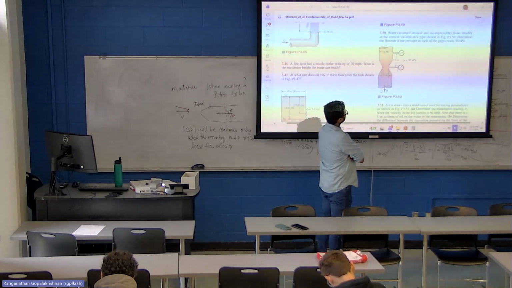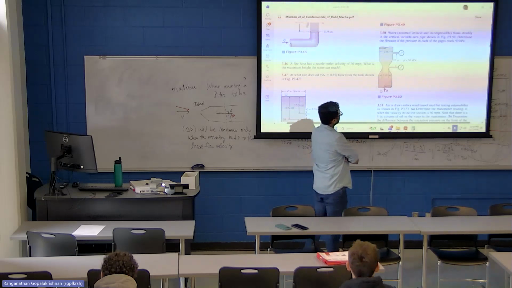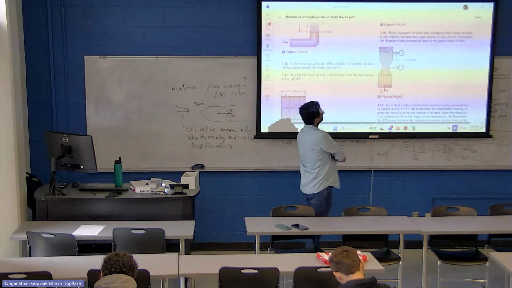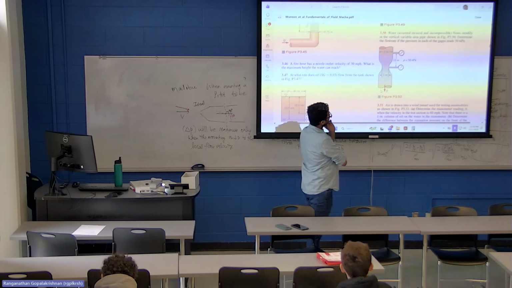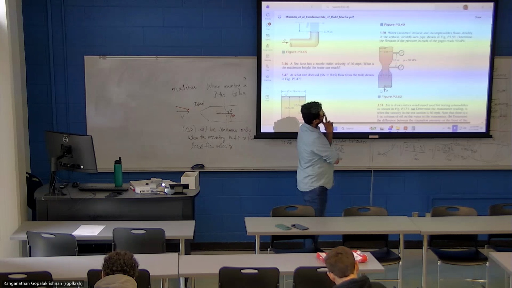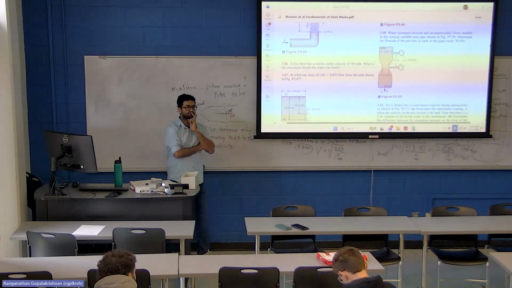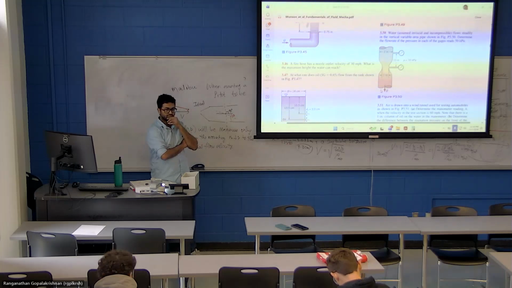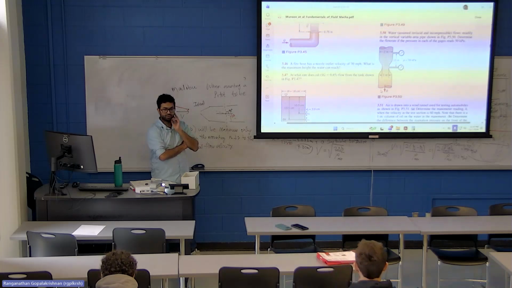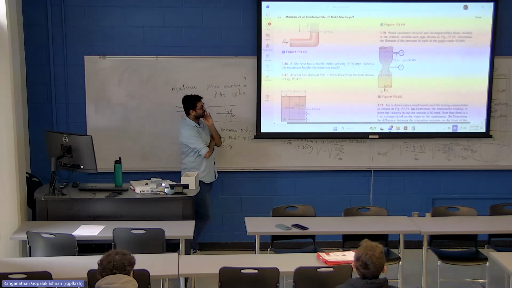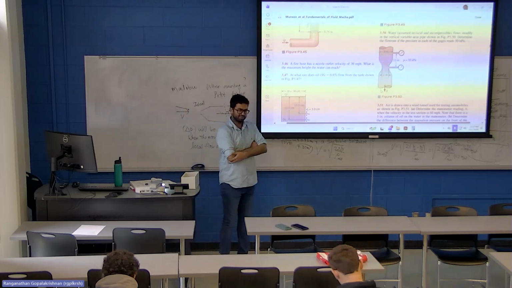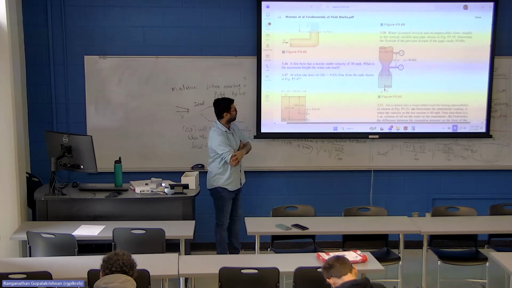Water flows steadily in the vertical variable area pipe as shown. Determine the flow rate if the pressure in each of the gauges reads 50 kilopascal. Determine the flow rate, not velocity, flow rate. Okay, if you're done marking the sketch, I'll tell you a strategy for all these problems. They are all kind of the same. You can have a common strategy.